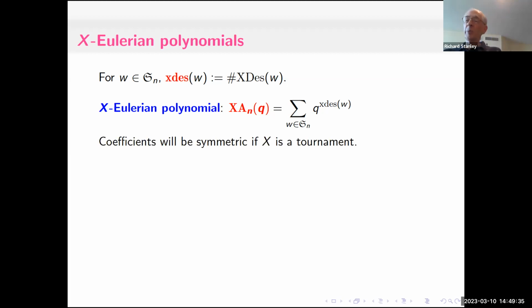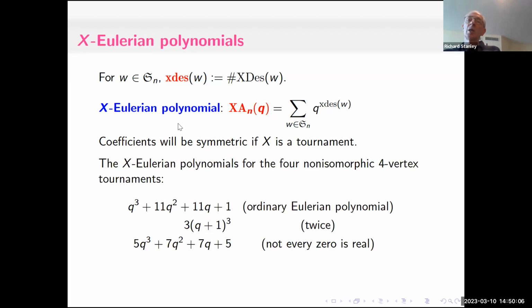The ordinary Eulerian polynomial is easy to see, by looking at a permutation and its reverse, that the coefficients are symmetric. They read the same backwards as forwards. This need not be true of XAn in general. It will be true if X is a tournament. The same proof works. Look at the reverse of the permutation. Consider what happens.